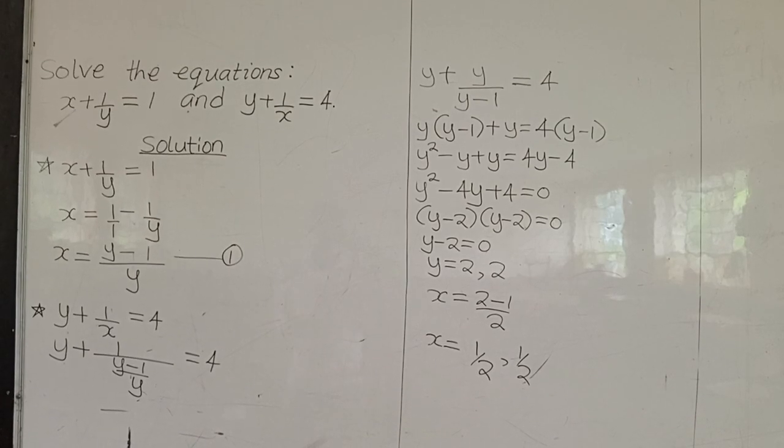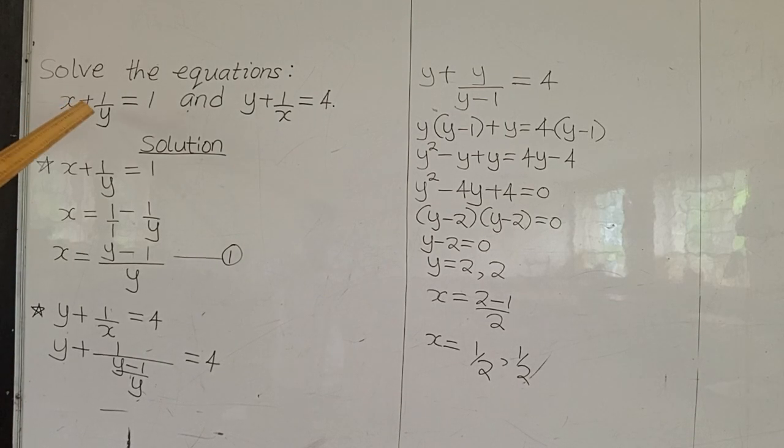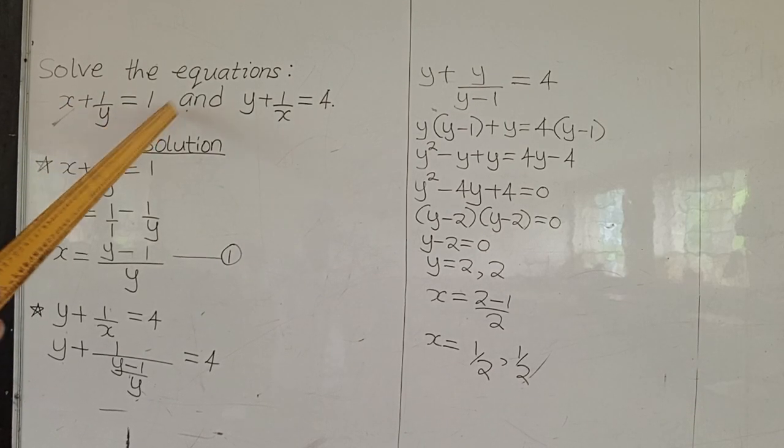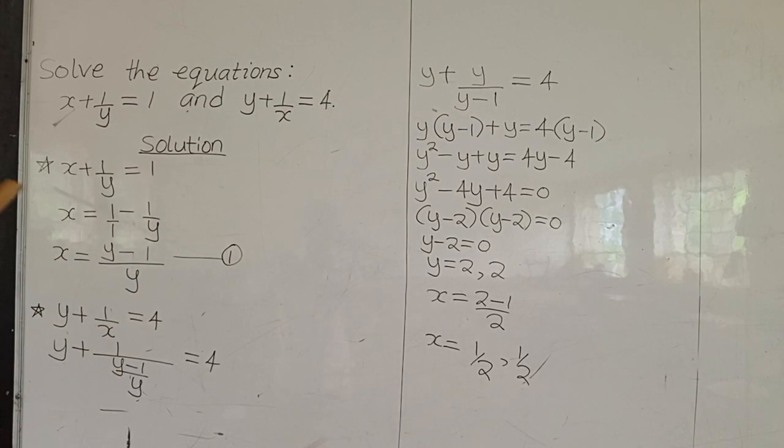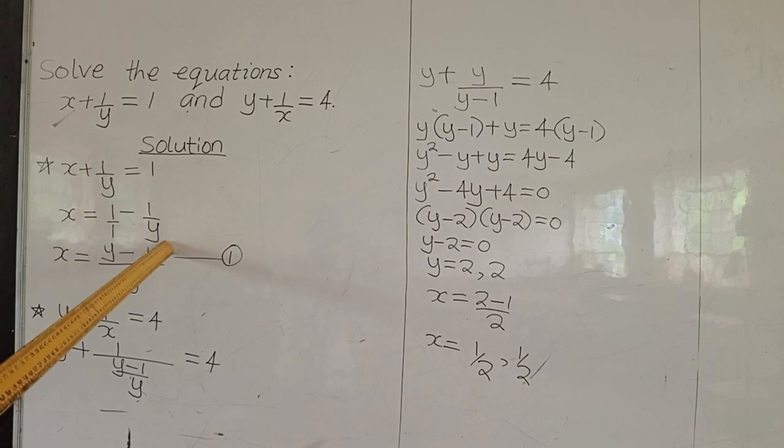So we are required to solve the two equations. We have x plus 1 over y is equal to 1 and y plus 1 over x is equal to 4. So in the first equation, we want to make x the subject of the formula. So we shall subtract 1 over y on both sides. So we shall have x is equal to 1 minus 1 over y.